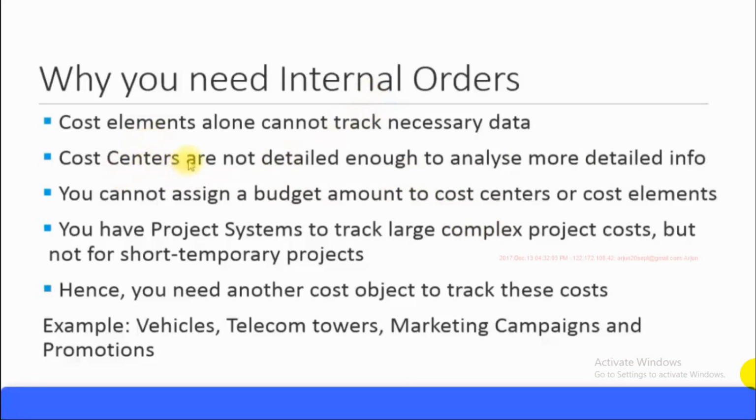Another drawback with cost centers is that you cannot assign a budget amount to cost centers or cost elements as well. Now what do I mean by a budget amount? For example, in cost center accounting, you have actual line items, which are actual postings. You can put in planned line items. For example, for this particular division, for this year, we are only going to spend $100,000. So you can put a planned value, and you have your variance. So actual minus plan is your variance. We saw this in our cost center reports.